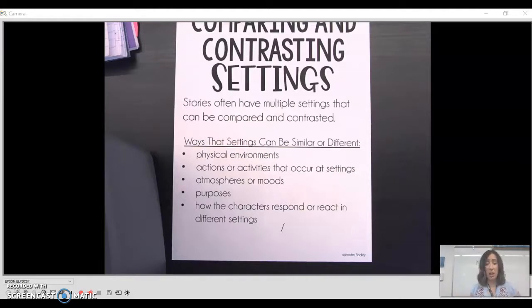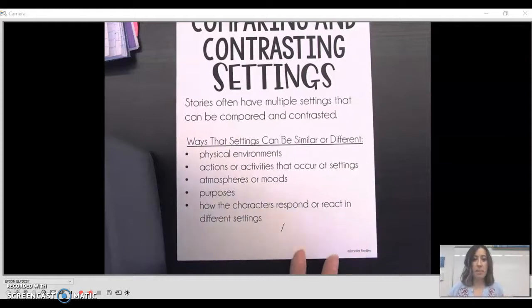For example, if we're in a dark forest and there's creepy sounds happening, the mood that I get as a reader is kind of a scared, sad, frightened, apprehensive mood. Versus if I'm at a birthday party with games and rides and presents and cake and ice cream, my mood is going to be happy, excited, joyful. So a mood is that feeling that you get from the environment that you're in. We can also look at that setting's purpose. What's its purpose? Why are we there? We can also look at how characters respond or react in different settings.